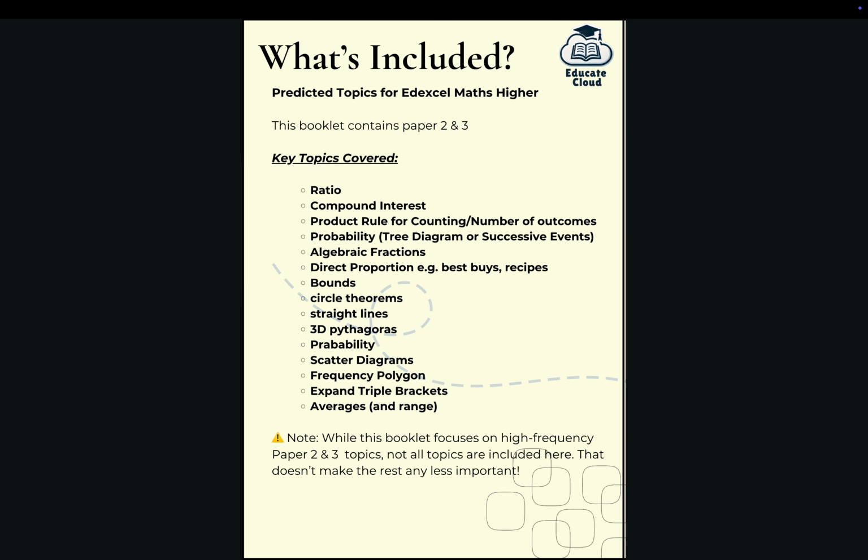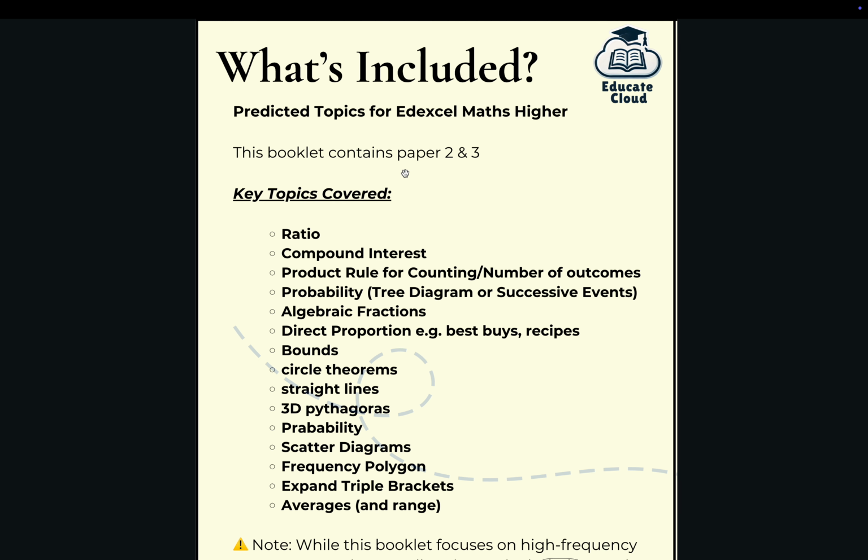Some of the topics that are included in paper 2 or paper 3 as well would be ratio, really likely to come up, compound interest, the product rule for counting, the number of outcomes. I'll explain what that means if you're not sure. Probability, so tree diagrams or successive events. Algebraic fractions, most definitely going to come up. Direct proportion, which could be in different forms, quite applied forms as well. Bounds, likely to come up, and quite a difficult question on it as well.